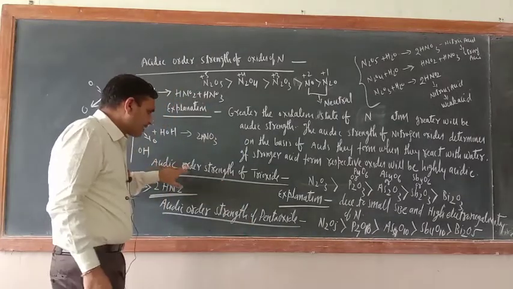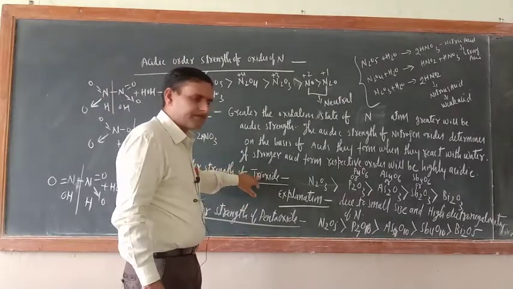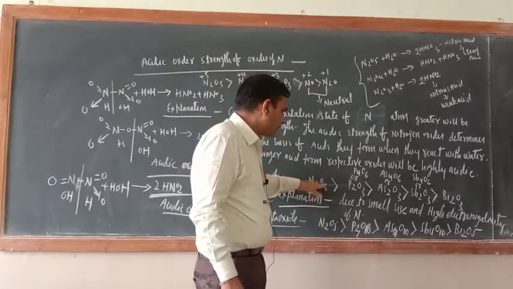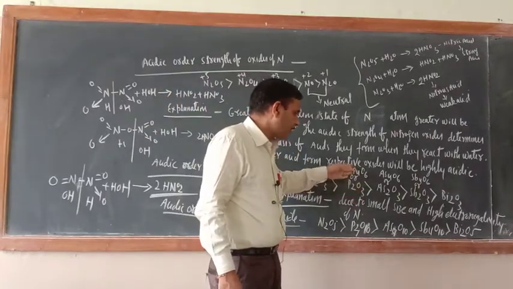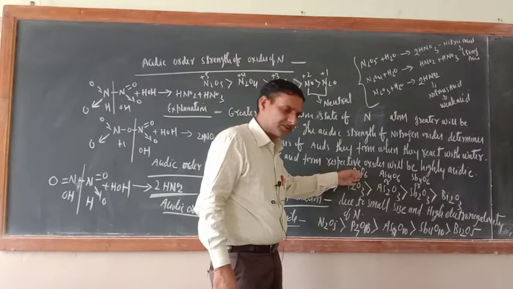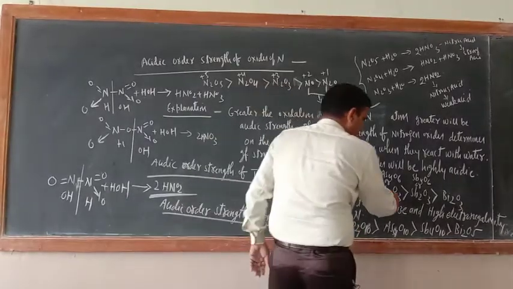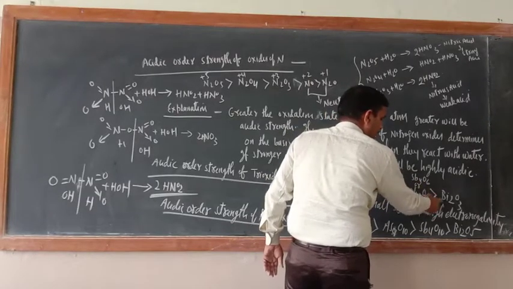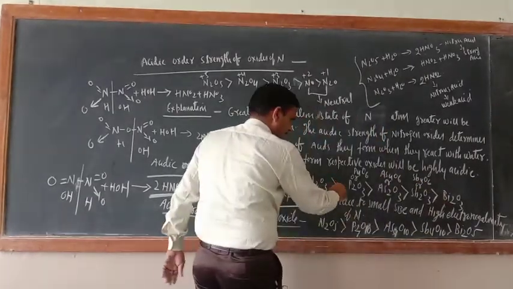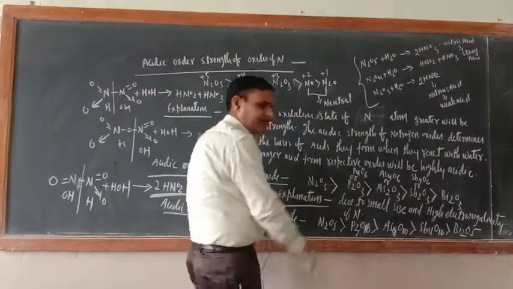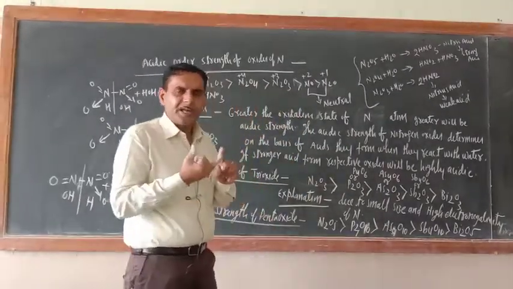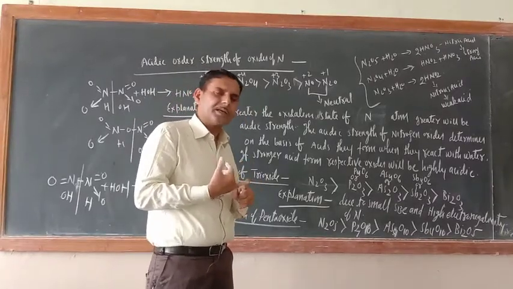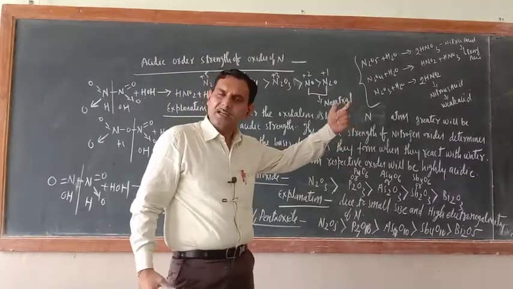What about the acidic strength order of trioxides? The trioxides of the 15th group are N2O3, P2O3 (or you can write the dimer P4O6), As2O3 or As4O6, Sb2O3 or Sb4O6, and Bi2O3. This is the acidic strength order. Reason? Just see, in N2O3 the central atom is nitrogen, in P2O3 it is phosphorus, and subsequently for the other oxides also.